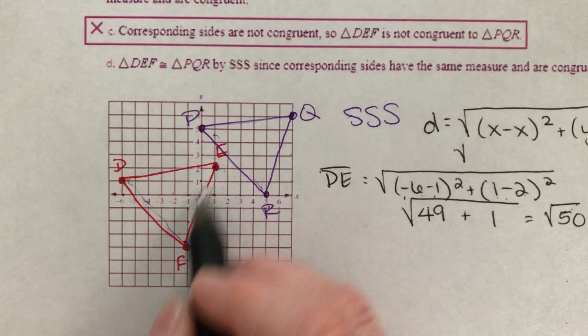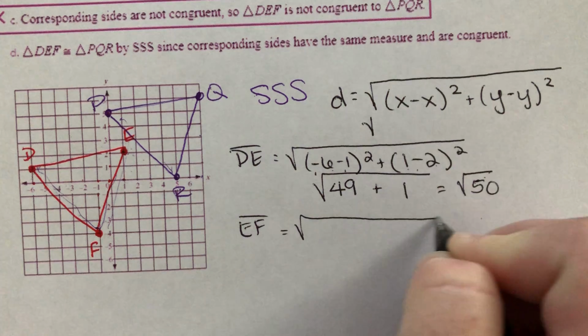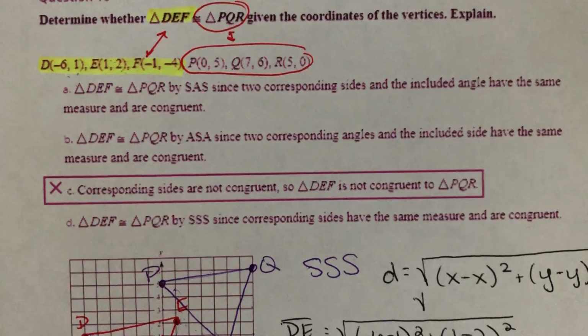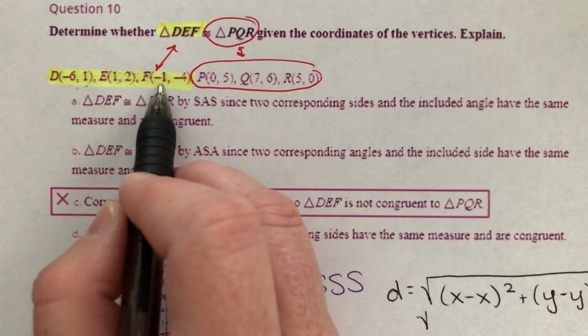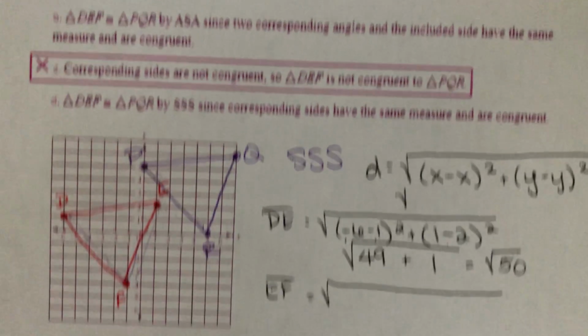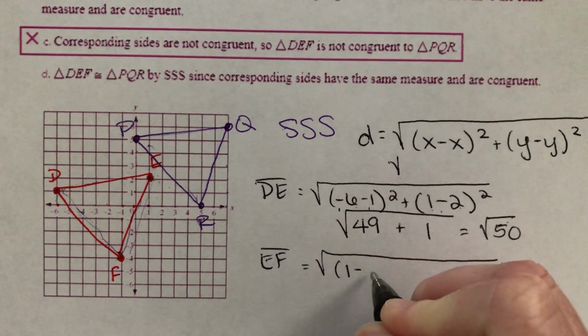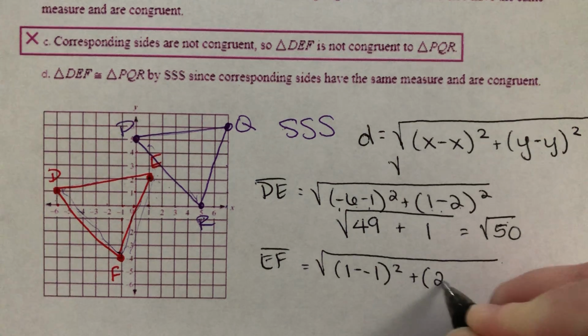Okay, so I did DE, now I'm going to do EF. I'm telling you this is long and tedious. If you want to check yourself, make sure you put the numbers in the right spot, you can. So for EF, I'm going to do 1 minus negative 1 squared plus 2 minus negative 4 squared.